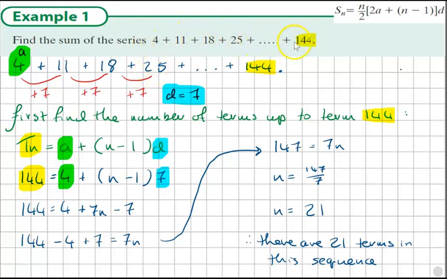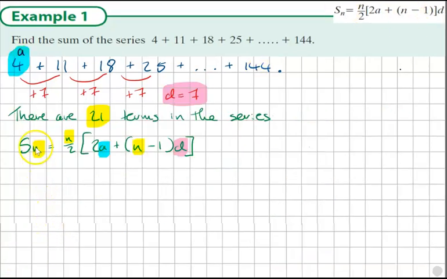So now we know how many terms there are in the series. So we have n, we have A, and we have D. So now we can substitute them into our sum of series formula. So we have Sn is equal to n over 2 times 2a plus n minus 1 times d. This formula is given to you in the formula book. No need to learn it off.